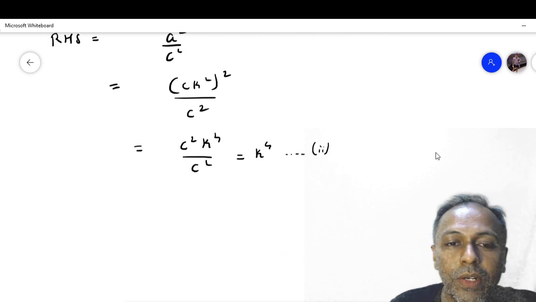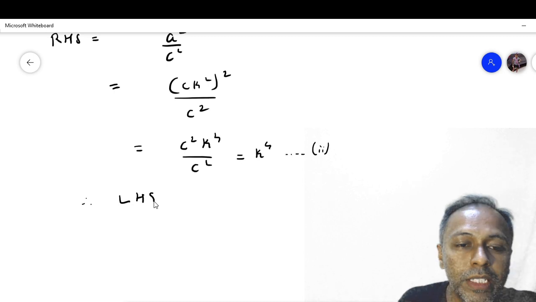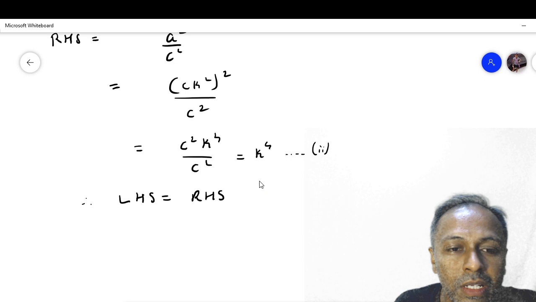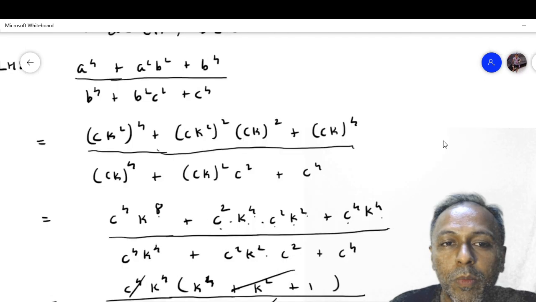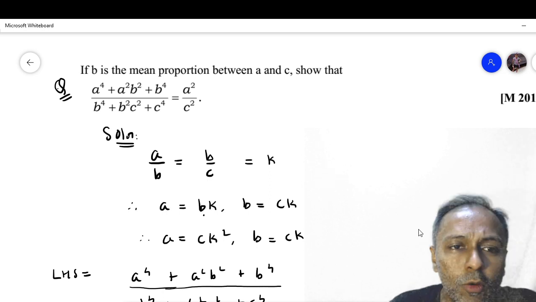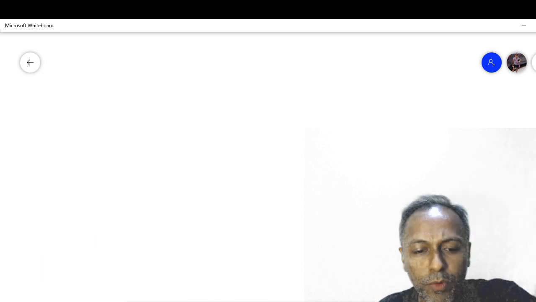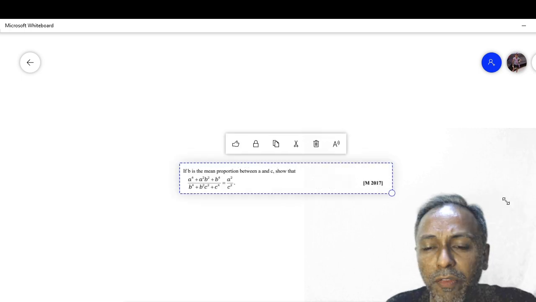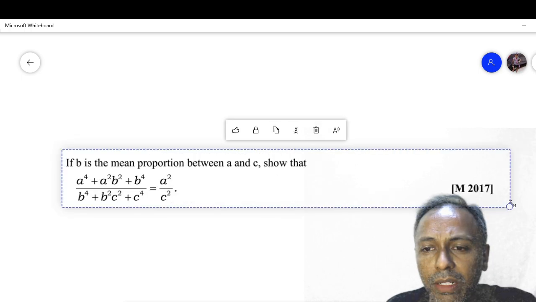And from 1 and 2 we can write, therefore from 1 and 2 we can write LHS is equal to RHS. So this way we can solve a problem with continued proportion, where it is written that B is mean proportion between A and C. We can use K method. This same problem could have been done in another way also. Let's try to look at it in that perspective. If you want to think in some different way other than what we have done.